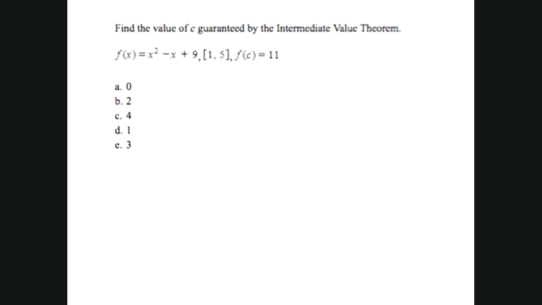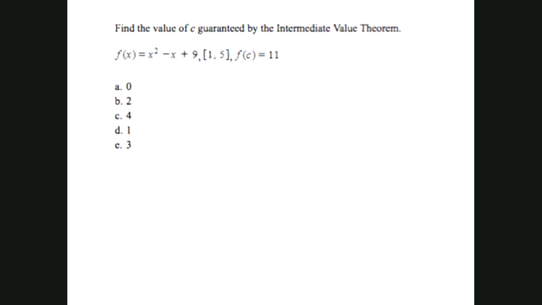So here it says, find the value of c guaranteed by the intermediate value theorem, f of x equals x squared minus x plus 9 on the interval from 0 to 5, such that f of c is equal to 11. Okay? So basically what they're saying is there's a value between 1 and 5 where f of c has to equal 11. They're asking you, what is that value? That it's going to equal 11.